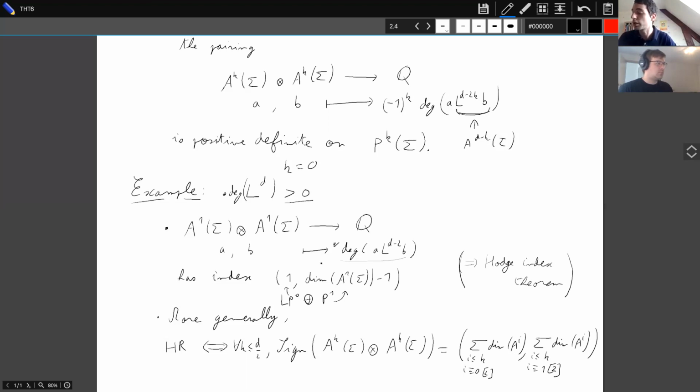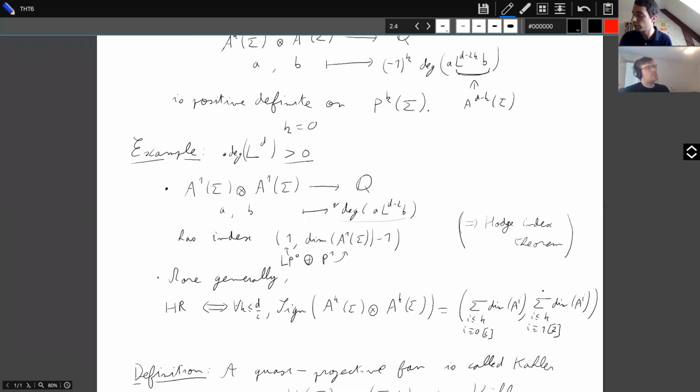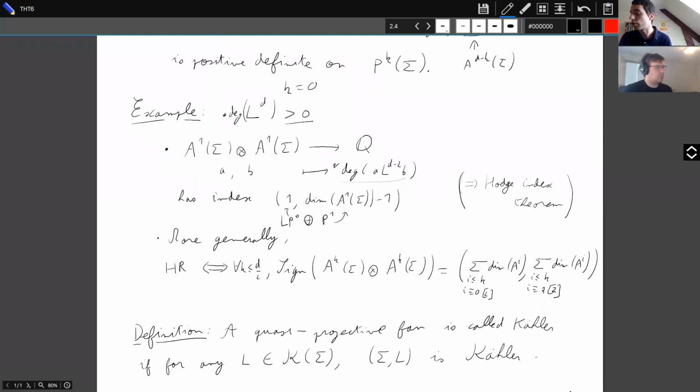And so the signature of the quadratic form is 1 and dimension of A1 minus 1. So it's more or less a Hodge index theorem if you apply it to surfaces. And more generally, as I said, you are positive definite on Ak, negative definite on Ak minus 1, etc. So you exactly know the signature of the pairing.